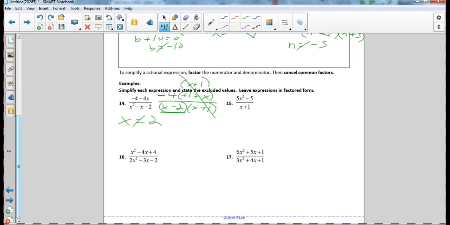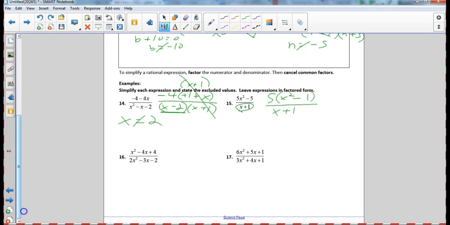Okay, number 15. Here's a hint. I bet you we're going to have an x plus 1 in the top. Why? Because that's the lesson, that's what we're practicing. So I'm going to pull out a 5, and I'm going to get x squared minus... This is your reminder of the activity. Okay, so I have 5x squared minus 5. I pull out 5, I get x squared minus 1.